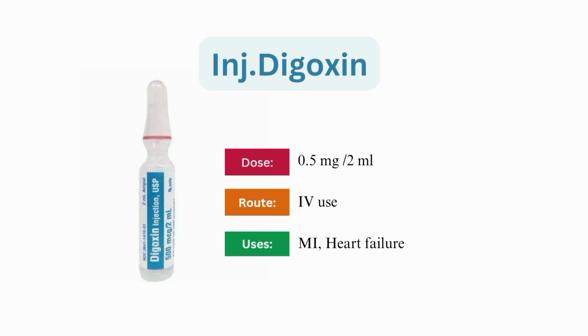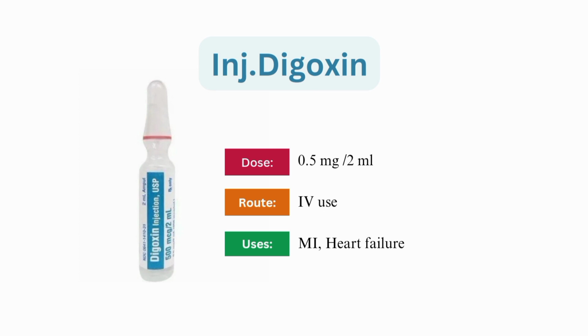The dosage is to administer a loading dose, for example 0.25 to 0.5 mg IV initially, followed by additional doses based on the patient response and clinical condition, typically totaling 0.75 to 1.5 mg over 24 hours. Maintenance doses are individualized, often ranging from 0.125 to 0.25 mg daily, adjusted based on the serum level and clinical response. Digoxin is typically administered slowly over at least 5 minutes to reduce the risk of toxicity.